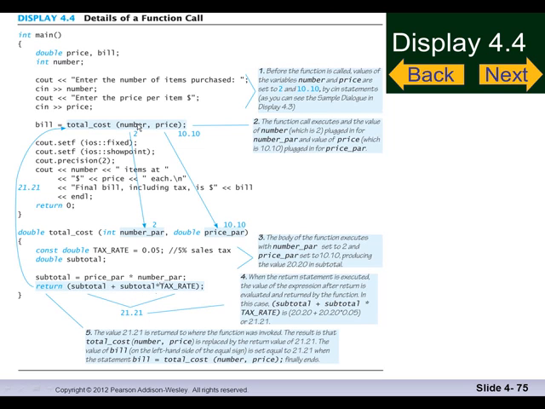Remember, the number was copied, passed through. Price was copied, passed through. So anything that happened to the number and the price here, nothing is going to affect my number and price that I had in here. So this whole thing is going to be replaced with 21.21. Then we assign it to Bill and we move forward. Yes, sir.